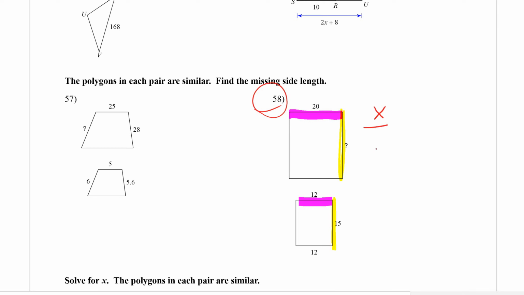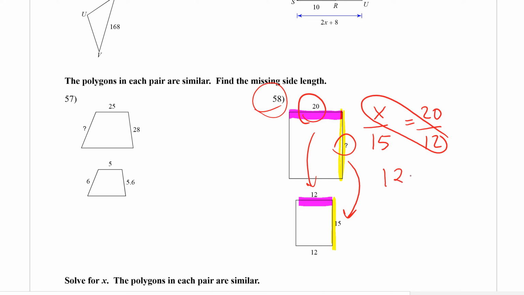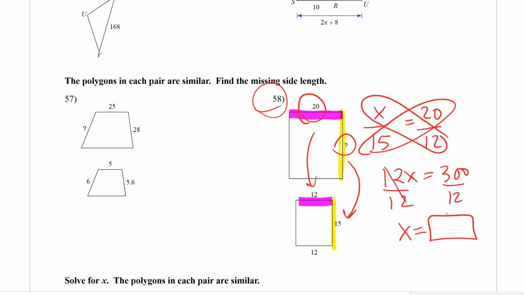So I'm going to say X goes with the 15. I just established a pattern of big rectangle to small triangle to small rectangle. So then I have to use the same pattern and say 20 to 12. How do I solve this? I cross multiply. And 15 times 20 is 300. And then I divide by 12 to get my answer. Okay, so that's just regular similar figures.